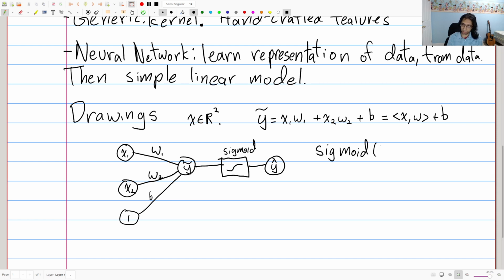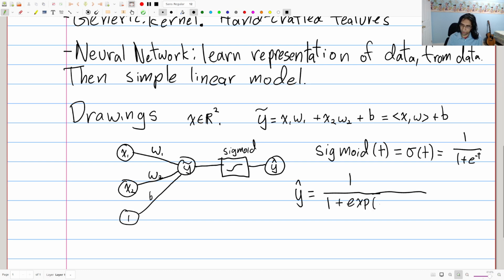So the sigmoid is a function which takes in one input, and it's also sometimes represented as sigma of t, and it can be written as 1 over 1 plus e to the minus t. So you can see that it's a function from R to R. It just takes a number and maps it to another number. And what happens if you plug this in here? Well, what you'll get is that y hat is equal to 1 over 1 plus exp of minus the inner product of w and x, minus b. Sorry, I wrote this wrong. And hopefully this should look familiar to you. Think for a sec about what this y hat represents. Well, you'll realize that this is just logistic regression.